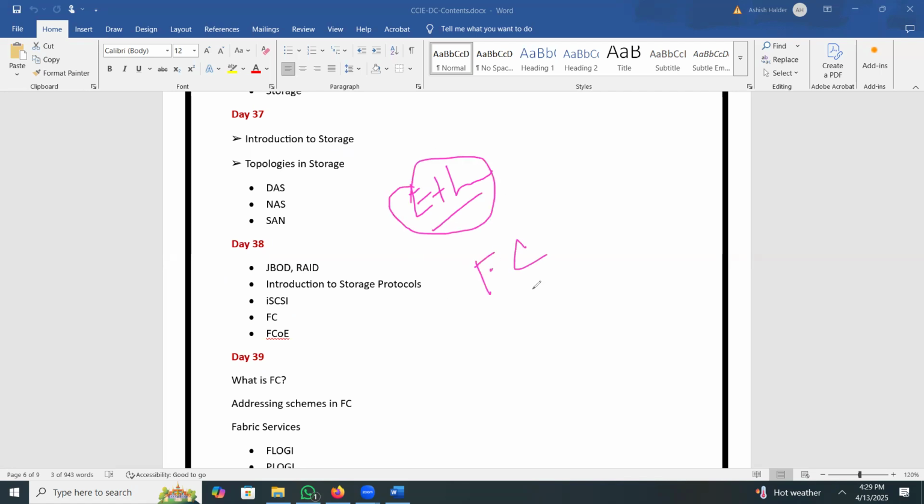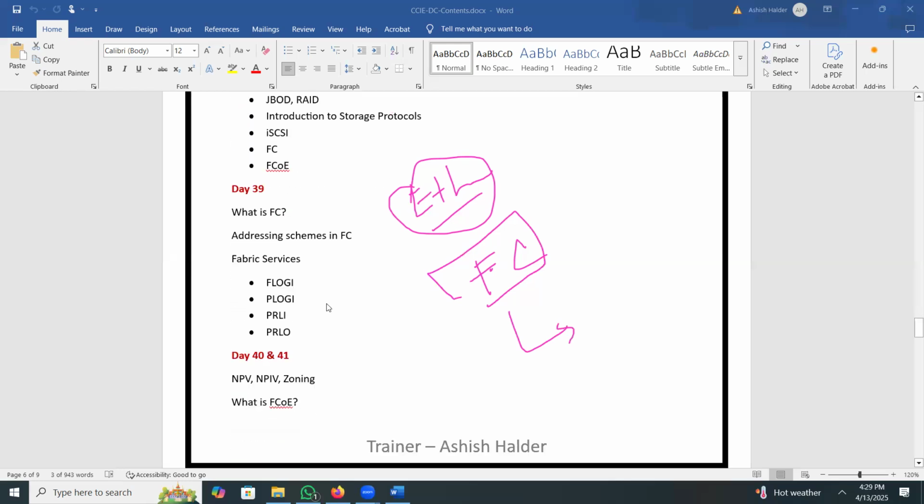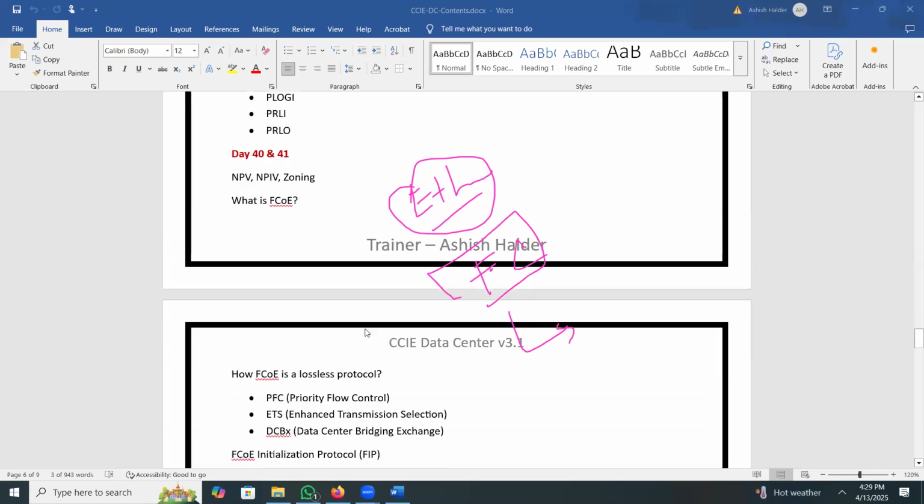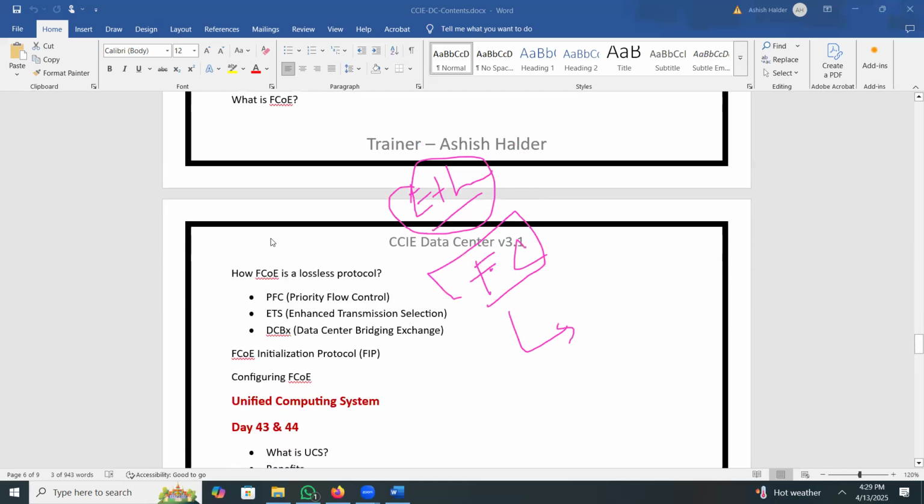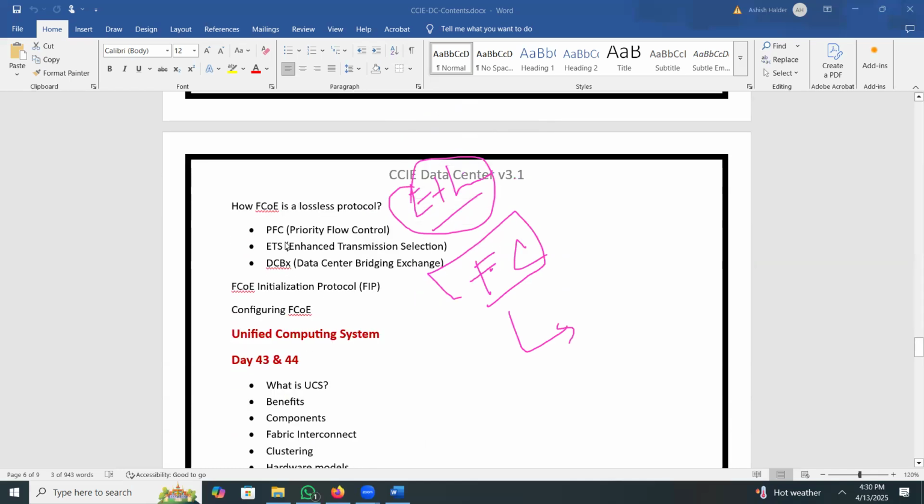Why Fibre Channel technology in the data center? Fibre Channel is a medium as well as a protocol. Okay, so I will discuss everything. And what are F-port, N-port, and so on. So I will discuss. Then days 40 and 41, I will discuss FCoE. Okay, and I will discuss everything about this. Another point, this is not so important actually in CCIE. We will do more and more labs on Nexus than ACI.